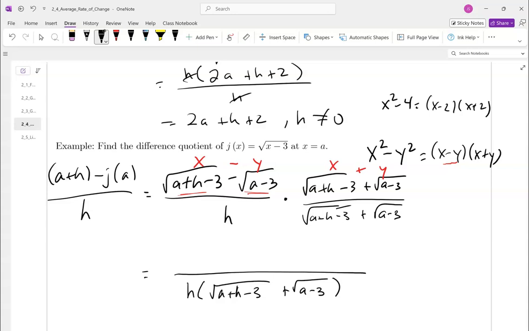Now we've rigged this so that the top simplifies to something very specific. We multiplied x minus y times x plus y to get x squared minus y squared. So what do we get on top? What happens to the radicals here? They go away because we squared them, right? So it'll be a plus h minus 3 minus a minus 3. Don't forget your parentheses. That minus sign applies to the whole second part.